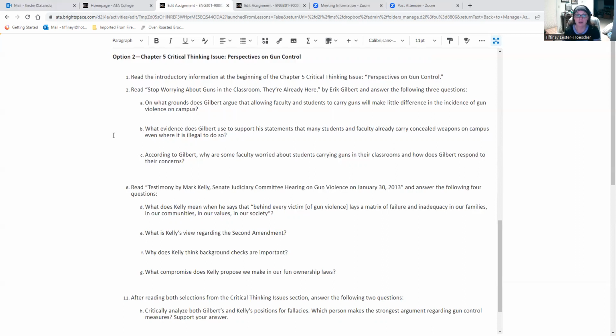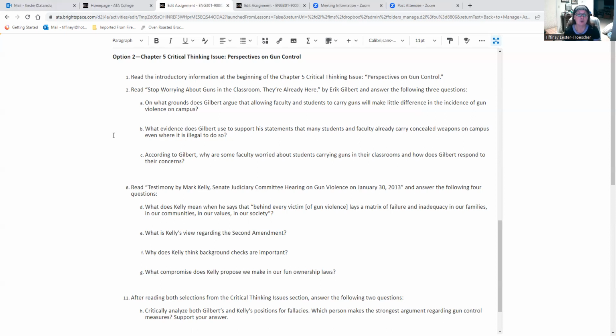First one, on what grounds does Gilbert argue that allowing faculty and students to carry guns will make little difference in the incidence of gun violence on campus? What does he base that statement on? Second, what evidence does Gilbert use to support his statement that many students and faculty already carry concealed weapons on campus, even where it is illegal to do so? So what evidence does he use to support that claim?